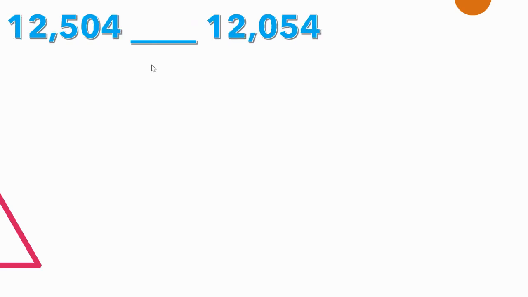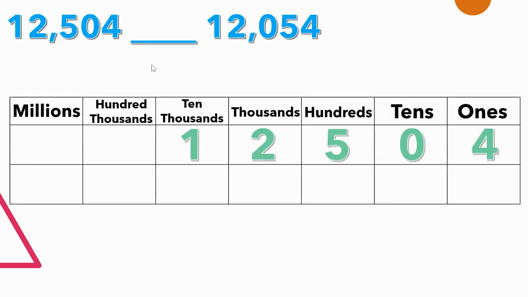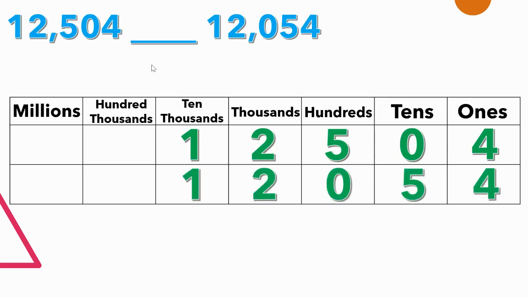Let's try 12,504 compared to 12,054. Let's start with our place value chart and inserting both of our numbers. Make sure that we're lining up place values. So since the 1 is in the 10,000s place, that's why this 1 is here in the 10,000s place. Let's start by comparing the biggest place value, which is the 10,000s place. In both these numbers, a 1 is in the 10,000s place. So far these numbers are equal to each other.